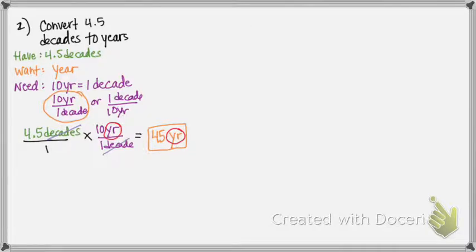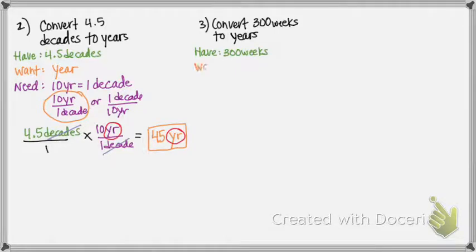So this one says convert 300 weeks to years. Okay, so I'm going to think about what do I have. I have 300 weeks. And then what do I want? What label is my answer supposed to be in? And it says years.